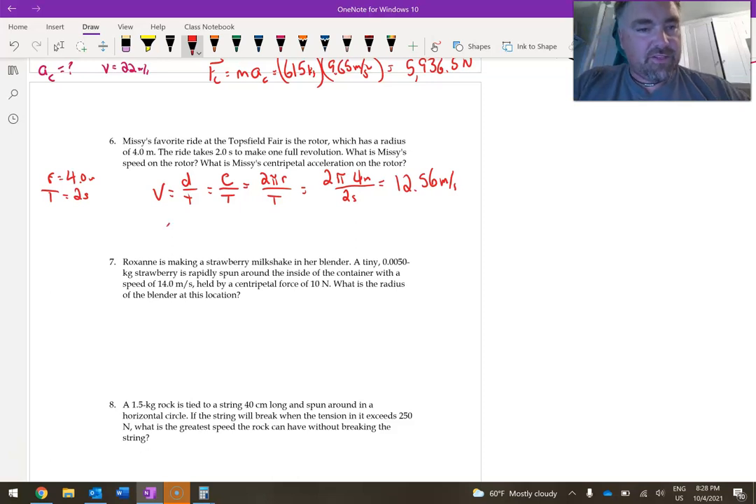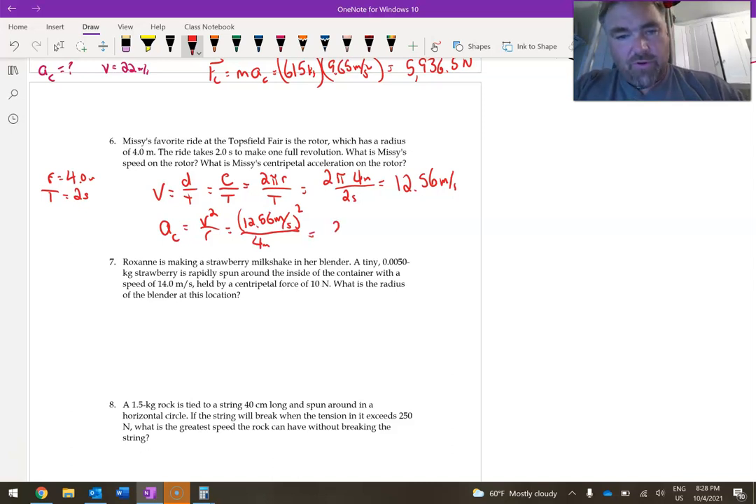Then they wanted us to find the acceleration. Well, centripetal acceleration is v squared over r. So we take that 12.56 meters per second. Don't forget to square it. And then we'll divide that by my radius, which we know was 4 meters. And so when we do that, we end up with 39.5 meters per second squared.